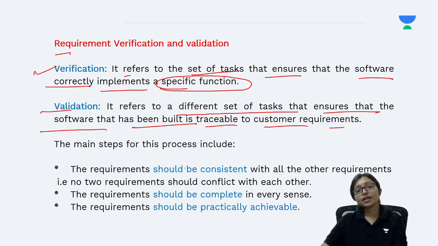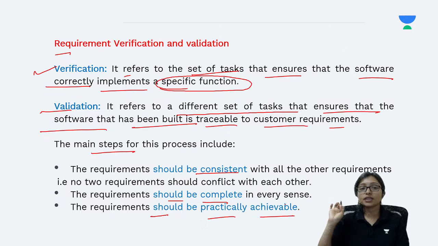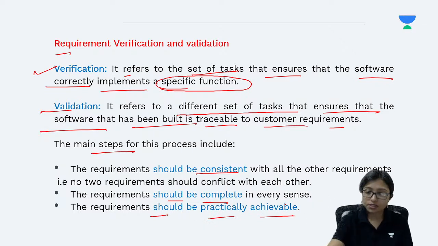And here the requirement should be consistent. These are some specific characteristics, the main steps of the process to be followed: it should be consistent, it should be complete, and it should be practically achievable also. These are the main three points and steps to follow in this process.